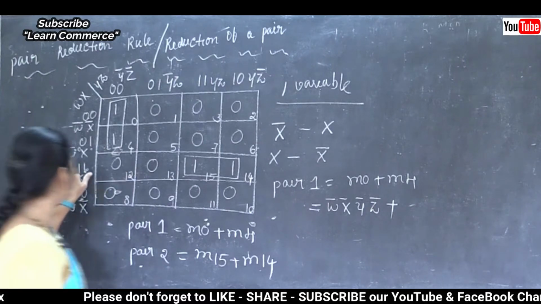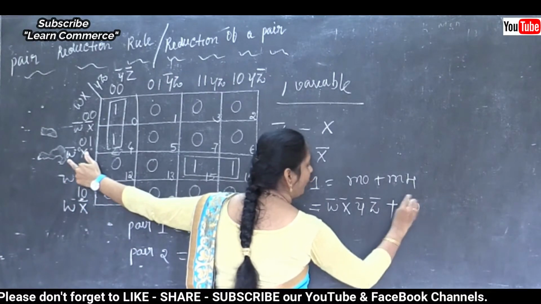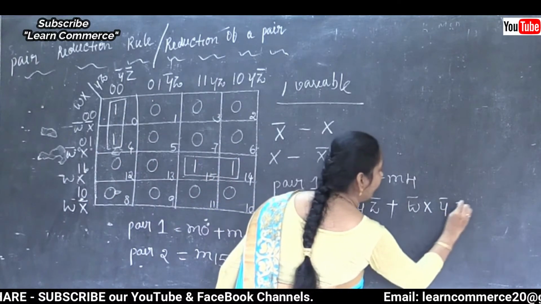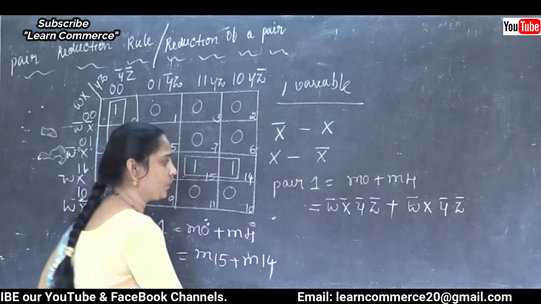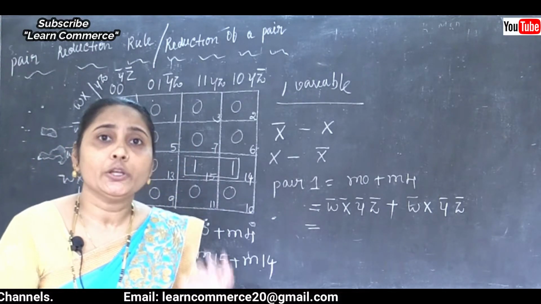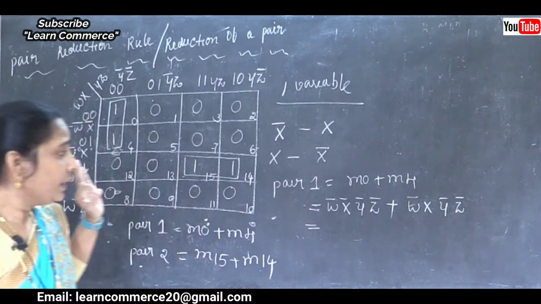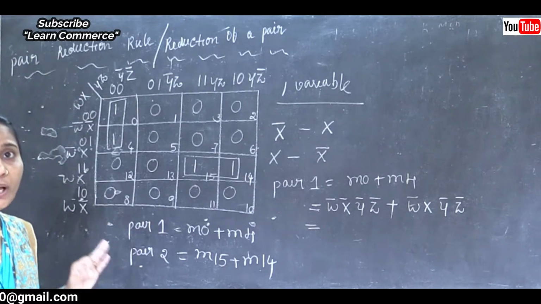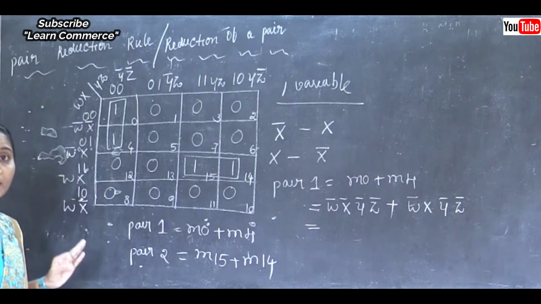The value is 0, 1, which means complement W, X, complement Y, complement Z. Is this point clear? When taking complementation or no complementation, you should write it properly, so there is no confusion, otherwise we won't get the result properly.